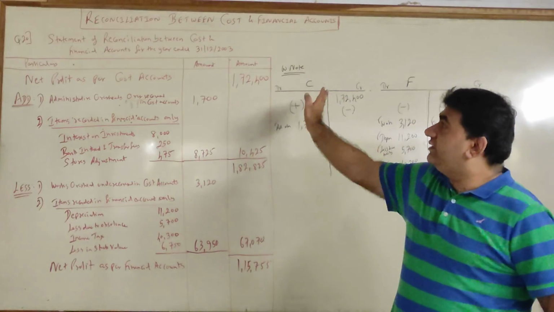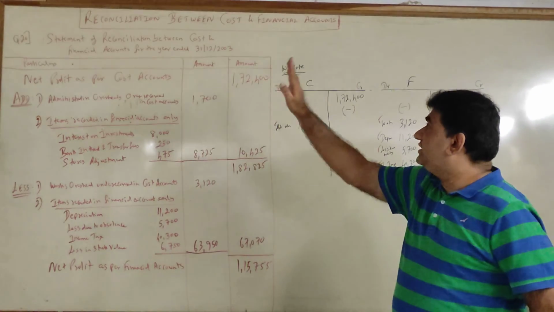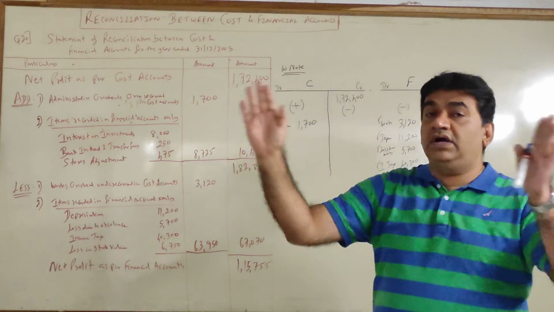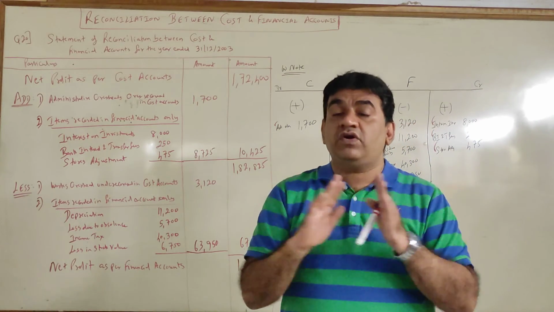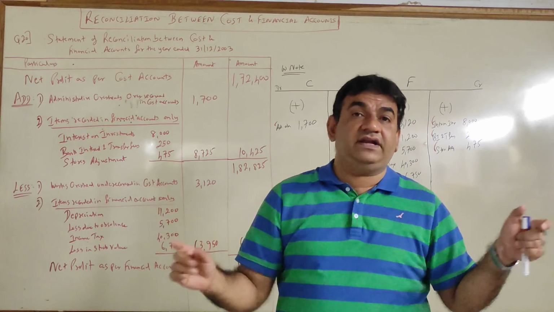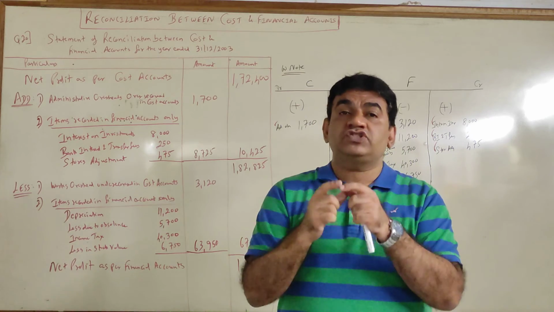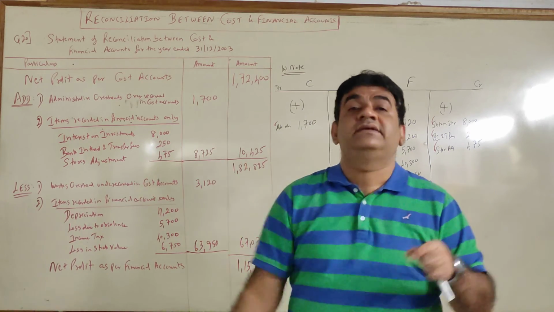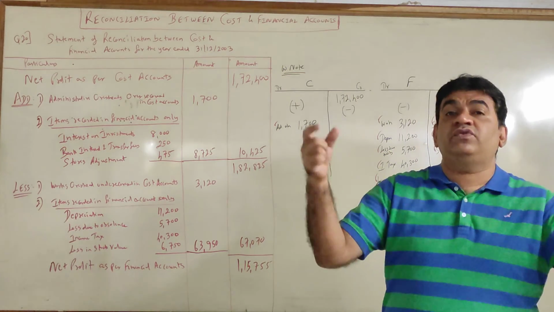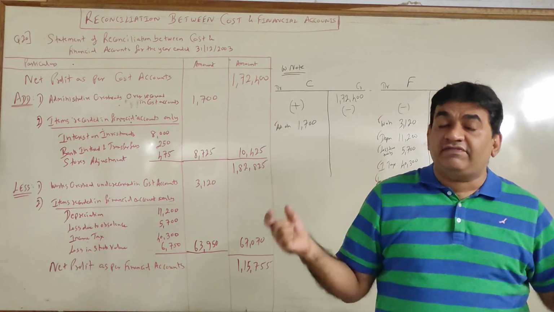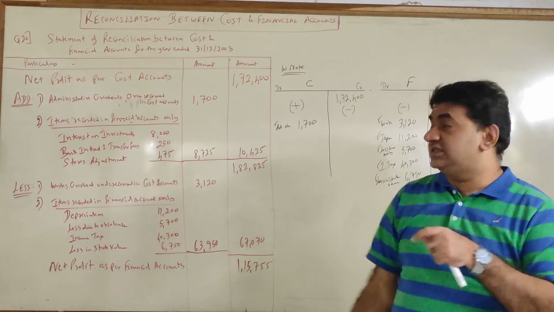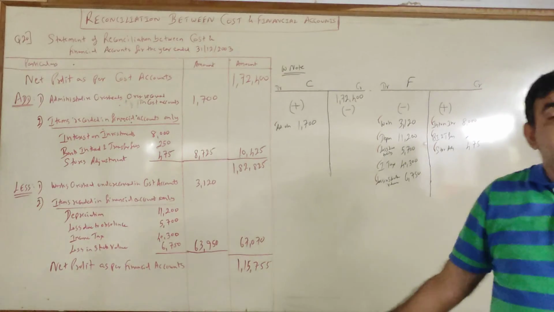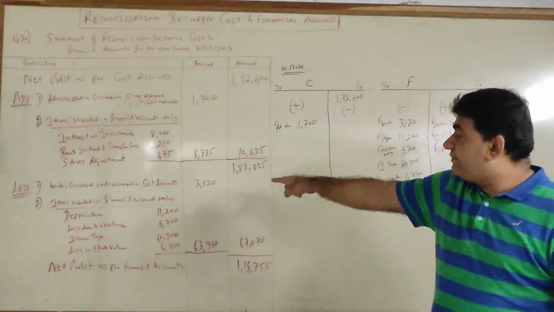Okay, so what we did, the new chapter, reconciliation between cost and financial accounts. As I told you, the principles of recording accounts in finance are different from those in cost. Because of that, there will be a difference in the profit of both sets, and because there is a difference, we have to compare and find out the reason for that difference, and for that this reconciliation statement is prepared. You will make this table.